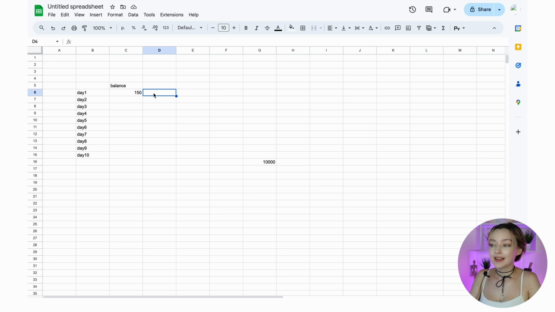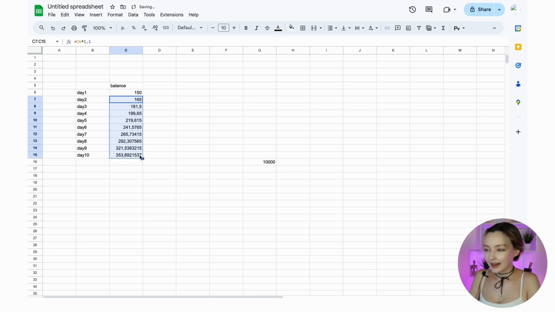So on the first day we start with the original deposit of $150. For the second day we take $150 and multiply it by 1.1, which is plus 10% to the initial deposit. In total for the second day we'll have $165. Let's repeat this procedure a few times, and then I think we can do something like that. So the smart Excel spreadsheet will count everything for us.